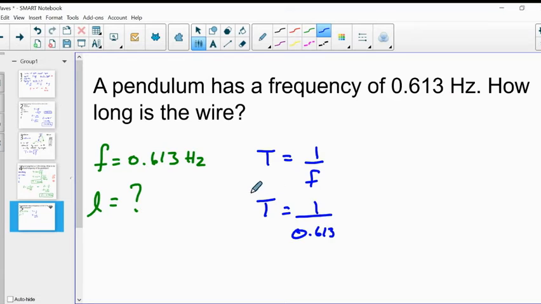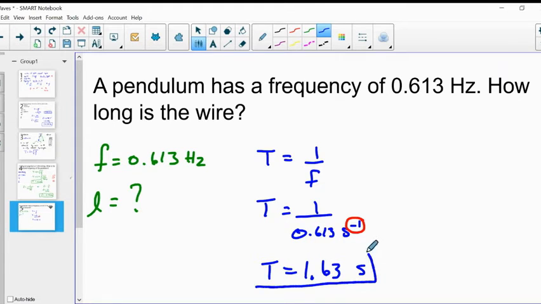0.613. And I'm going to take the hertz, and I'm going to write that in as seconds to the negative 1. Because I learned in Math 10 that when I have seconds to the negative 1, that's the same thing as saying seconds on the top to the positive 1. So 1 divided by 0.613 is going to give me a period of 1.63 seconds.